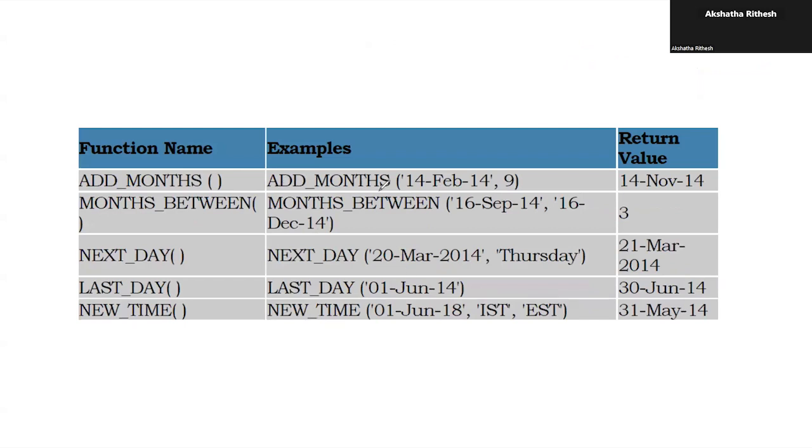So ADD_MONTHS: as you can see, 14th Feb 14, 9 months to be added. So 14 February, March, April, May, June, July, August, September, October, November. After adding 9 months, we are going to get 14 November 14. MONTHS_BETWEEN: between this date and this date, there are how many months? September, October, November, December. So there are 3 months. All right. Next, NEXT_DAY of 20th March 2014, Thursday, is 21st March 2014. LAST_DAY of 1st June 2014, of course, is 30th June 2014.